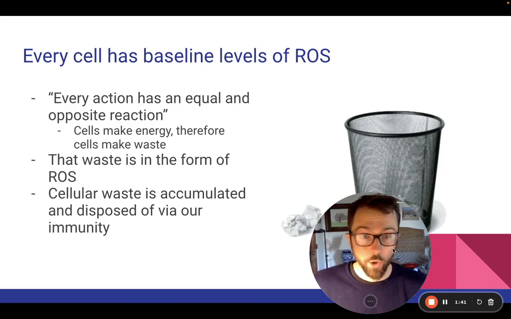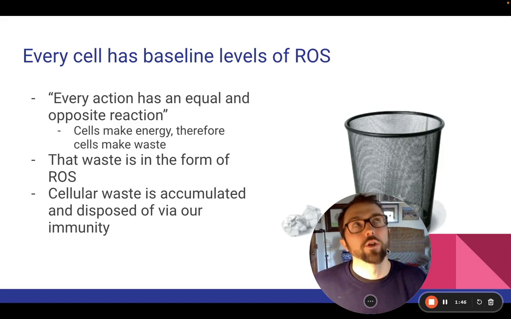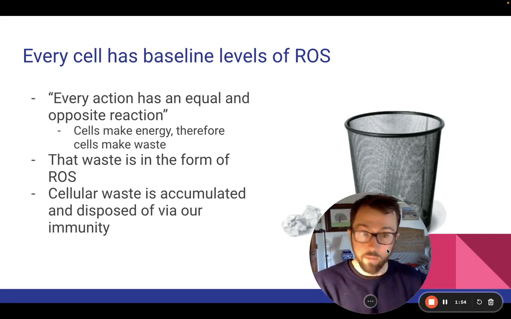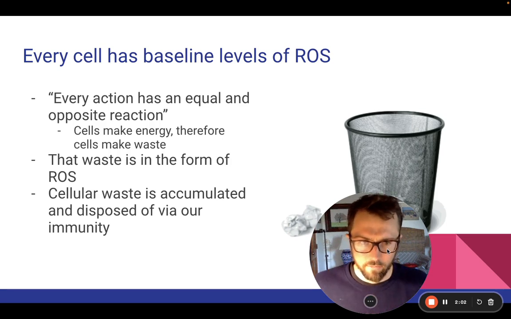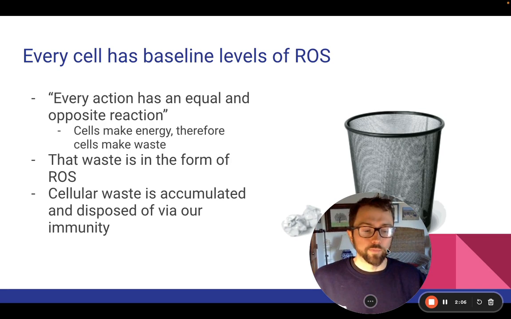Get started. So one of the most important aspects that you have to know coming into this, and seeing how iron uses ROS to make more ROS, is understanding that reactive oxygen species are everywhere in the cell. And that's not necessarily a bad thing. So I've got there that quote, every action has an equal and opposite reaction.